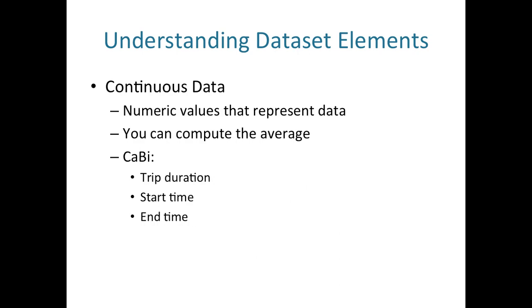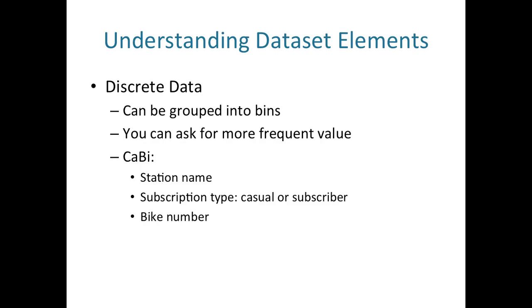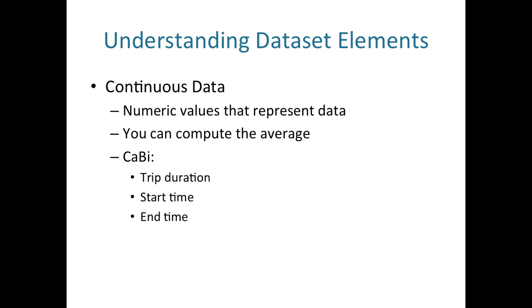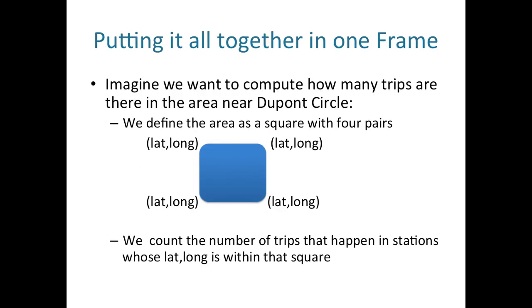But we can also have continuous data. For example, the duration of the trip, the time at which the trip started or ended, those are all continuous values, okay? So with discrete data, we can ask for things like, what's the most frequent value? For continuous data, we can ask for things like, what's the average trip duration, for example, okay?